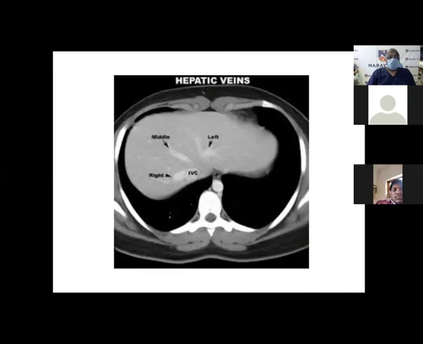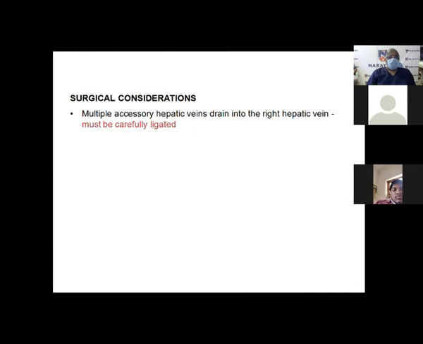That is very important. Surgical consideration: multiple accessory hepatic veins draining into the right hepatic vein must be carefully ligated, also must be preserved and anastomosed to the recipient if you are doing a liver transplant. Usually in a live donor liver transplant, the right lobe is taken and the left lobe is left over. Especially in children only, we take the lateralmost segments, segments 2 and 3, and do it in an emergency setup.